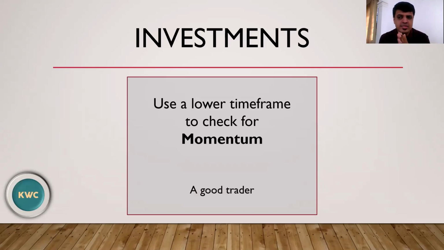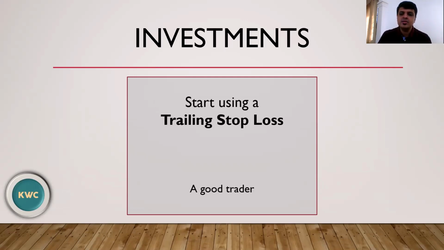I prefer 3 minutes, and I normally don't use a 1-minute for that. Sometimes I do, but normally I use 1 to 3 minutes. And for checking the trend, I use a higher time frame. So for momentum, always the lower time frame, and then start using a trailing stop loss. This is something that we've got to get into our psyche.